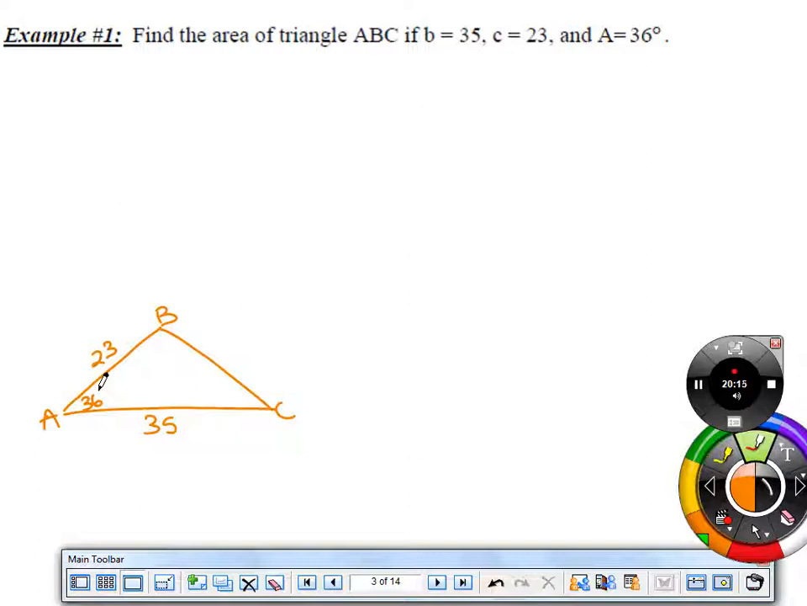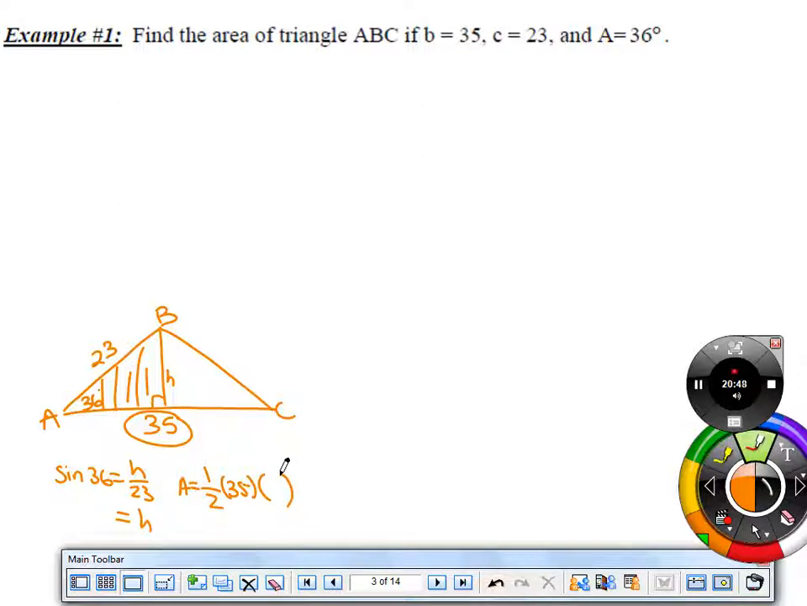As a geometry student, I would look at this and say, okay, I can use that as my base. But to use that as my base, I would need to know this height. From this little right triangle, I can figure out that height if I set up sine of 36 equals h over 23 and solve for h. Once I know what h is, the area is equal to 1/2 the base, 35, times the height that I get from solving that, and I get my answer.